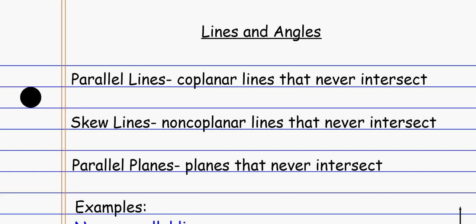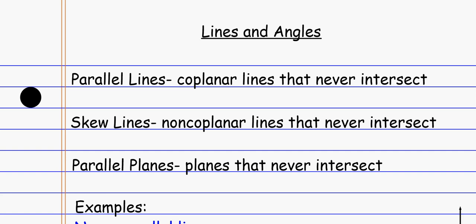Hi there, folks. Today we're going to start looking at the relationship between lines and angles and the different types of lines that we have and the different kinds of angles and relationships that they form. So, first of all, parallel lines. You should already have a conceptual understanding of parallel lines as lines that never intersect. But with geometry, we have to be a little bit more specific. They're actually coplanar lines that never intersect.